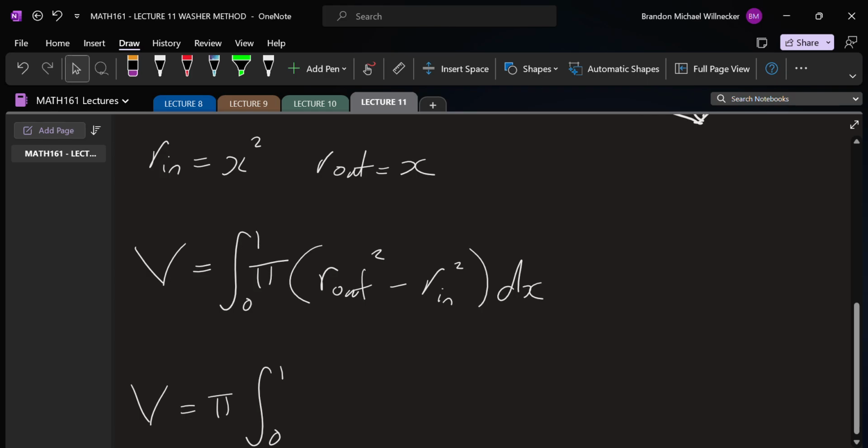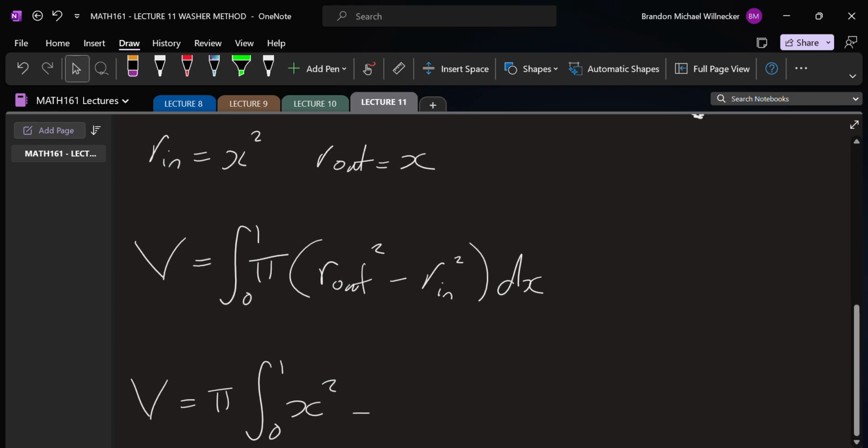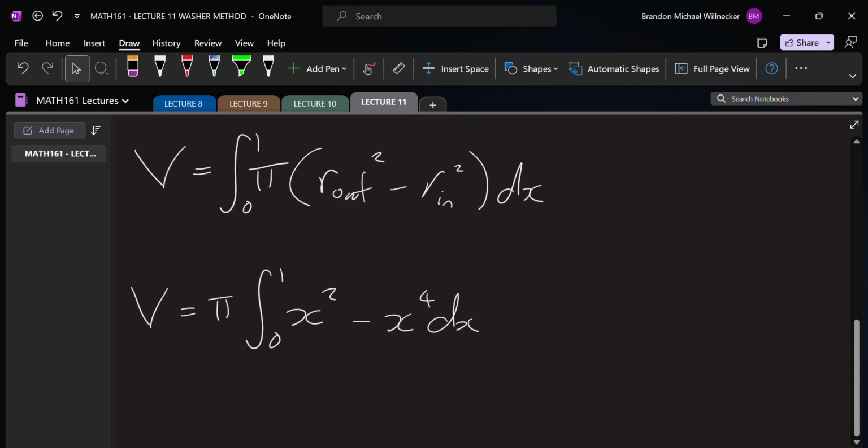R out squared, that's going to be x squared. R in squared, that's going to be x squared squared again, so x to the 4, dx. Okay, so once you've set up all your integrals, then this just becomes a normal problem that we've covered before.